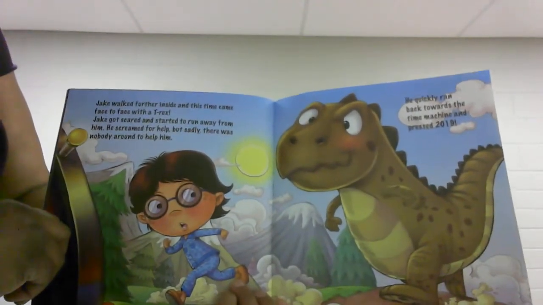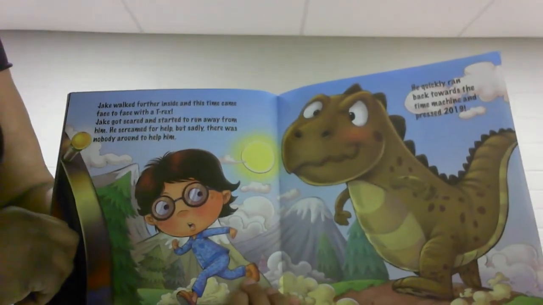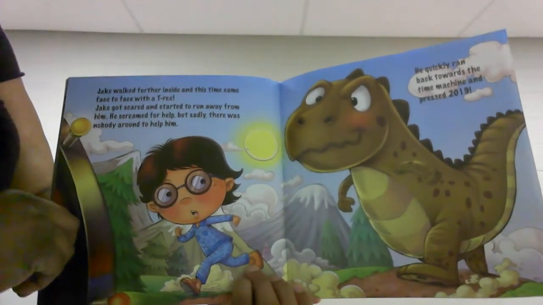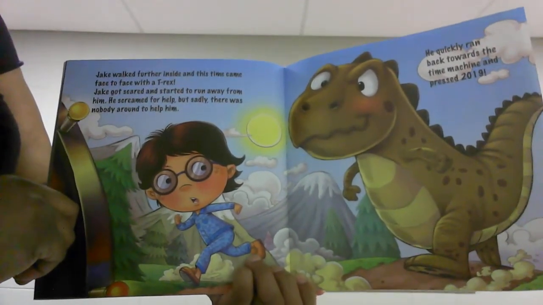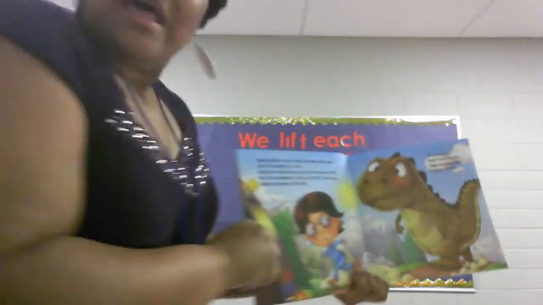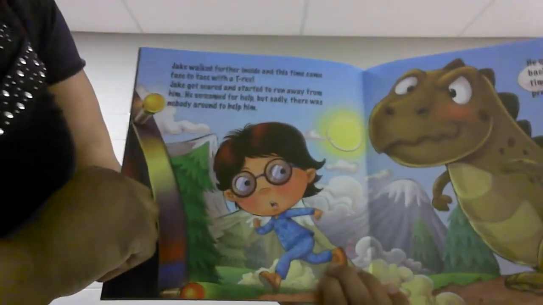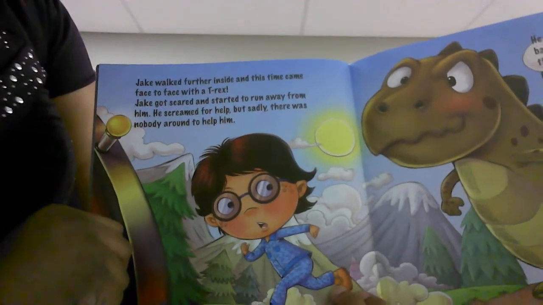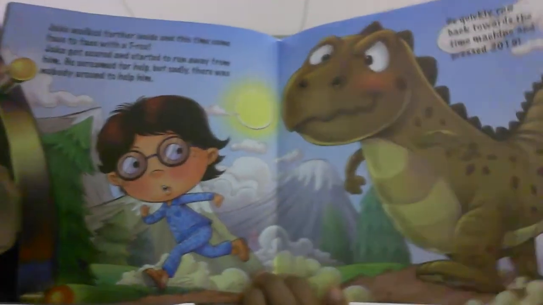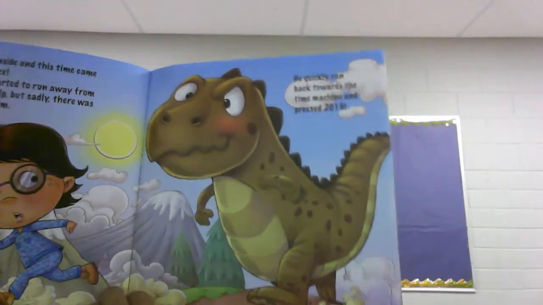Jake walked further inside and this time came face to face with a T-Rex, which is also called a Tyrannosaurus Rex. Jake got scared and started to run away from him. Oh my goodness, it's a T-Rex! He screamed for help, but sadly, there was nobody around to help him. Look at that T-Rex. Oh, he looks upset.